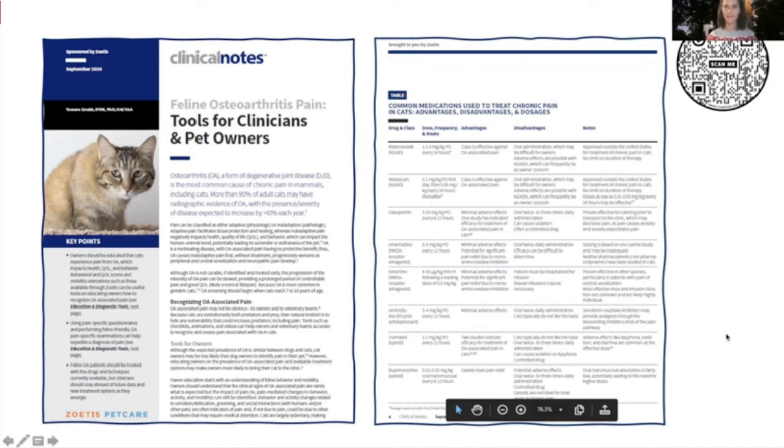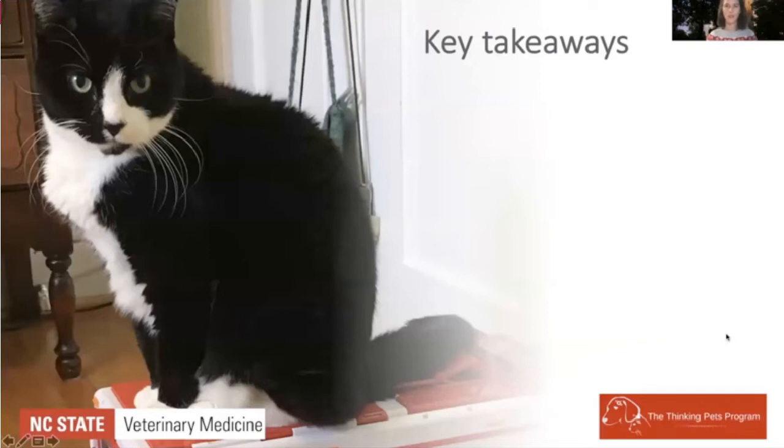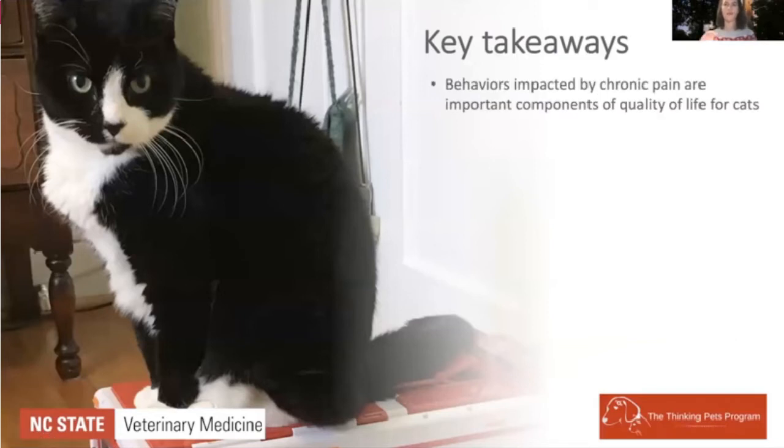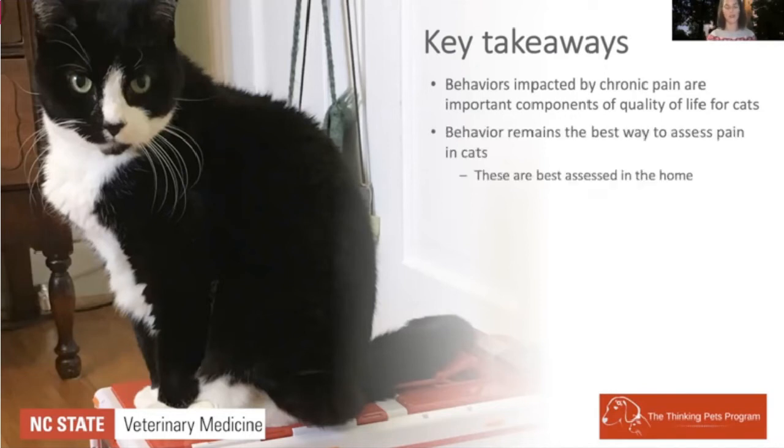All right, so our key takeaways are that really the behavior, I mean, as a behaviorist, I'm somewhat biased, but I truly believe that behaviors that are impacted by chronic pain are important ones for quality of life for cats, and that behavior is the best way for us to assess and to manage treatment and progression monitoring in cats.